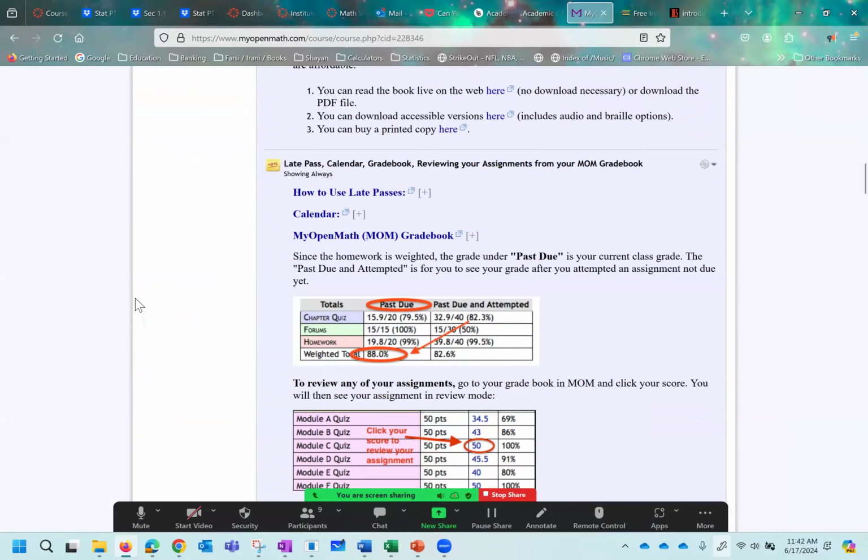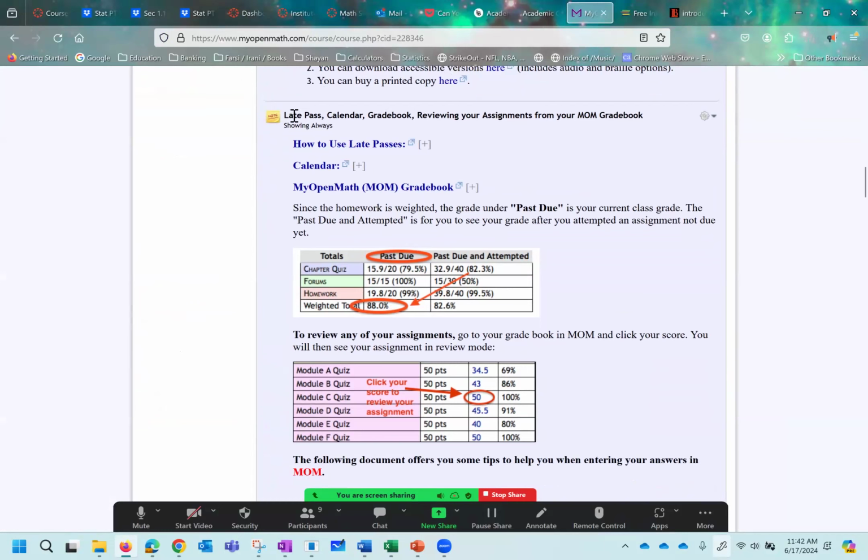The next one then explains about the late pass, calendar, gradebook, and so on and so forth. The most important thing to me is that when you want to review an assignment, click your score to review your assignment. Let's say you took exam 1 and you want to review it. Click on the score. After its due date, you can check it out.